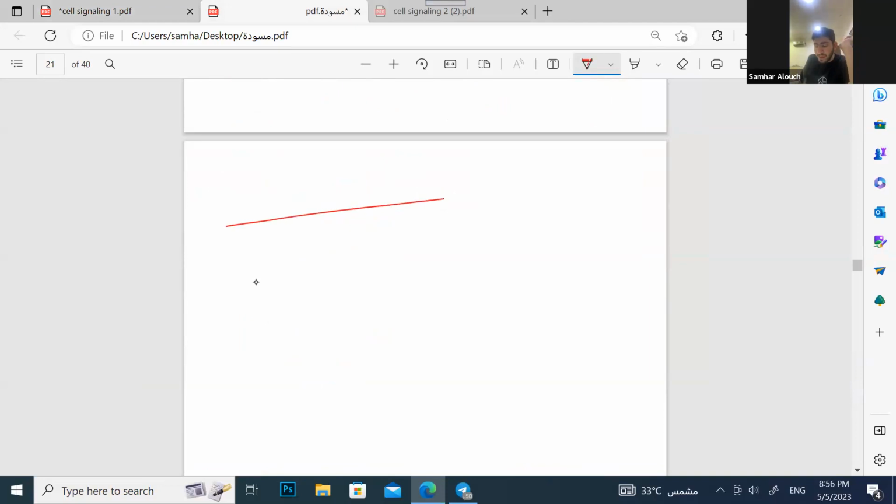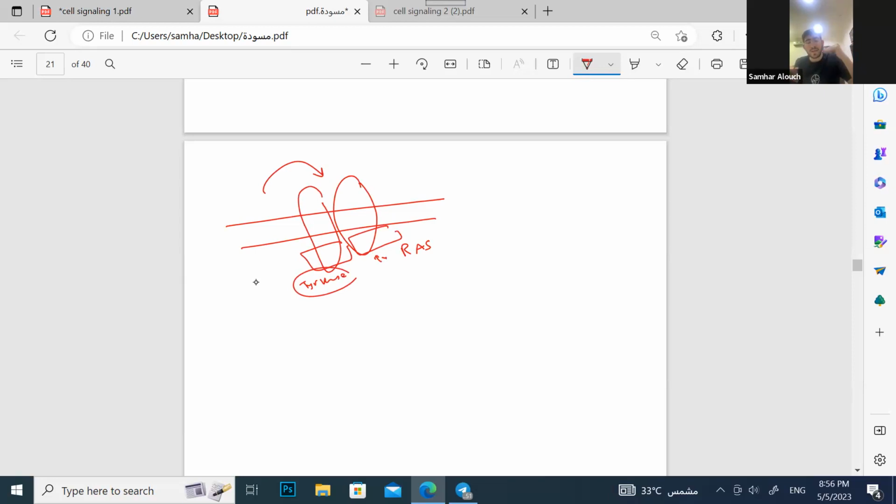We have the membrane and we have the G protein or whatever, and we have Ras here. It's not bound actually; G protein Ras can't bind to the receptor. We have the receptor, it's like this. Once the ligand binds, the tyrosine kinase gets activated. And when it's activated, it phosphorylates. It must phosphorylate Ras.